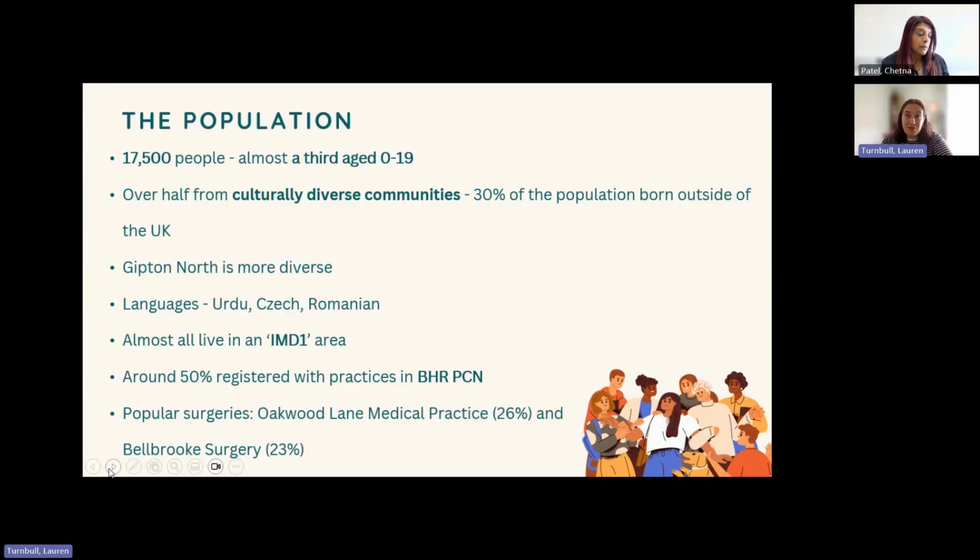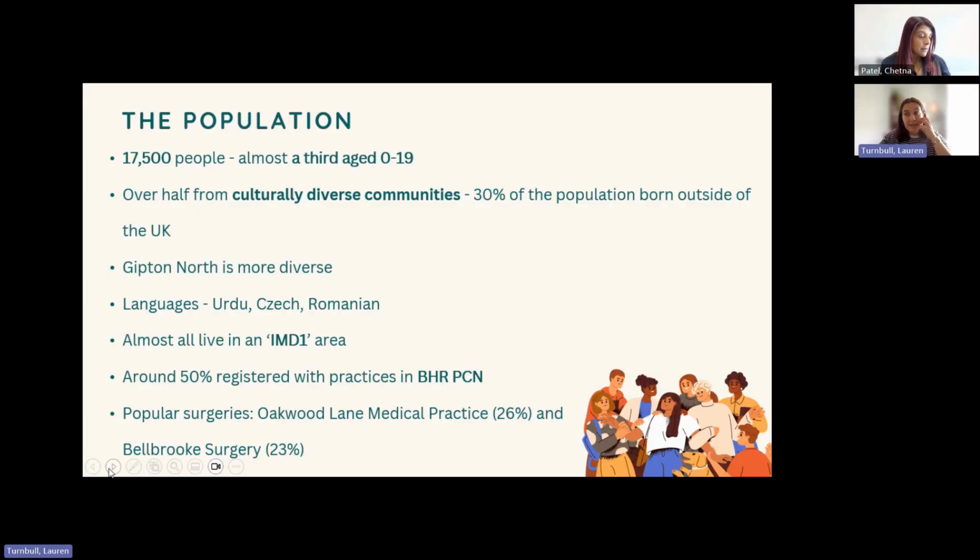Between the 2 areas, Gipton North is more diverse and is home to a larger South Asian population in general, whereas Gipton South has a larger Black African community. There are also Eastern European communities across Gipton. So second to English, the most common languages here are Urdu, Czech and Romanian.